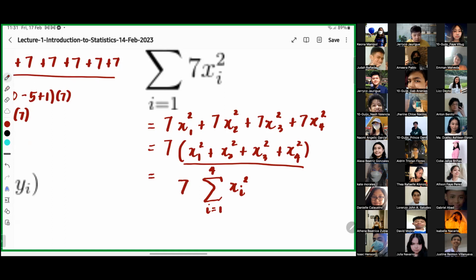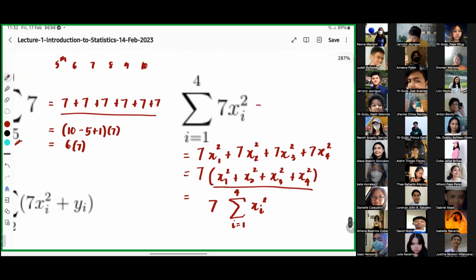Okay. Tama ba? So, ibig sabihin, ang sinasuggest sa atin ng result natin, pwede mo daw ilabas yung 7 kapag if you have a constant here, you can actually put that in front. Pwede mo siyang ilabas. So it will become 7 summation of x sub I squared from I equals 1 to 4. Alright, okay ba yun? Pwede siyang ilabas.